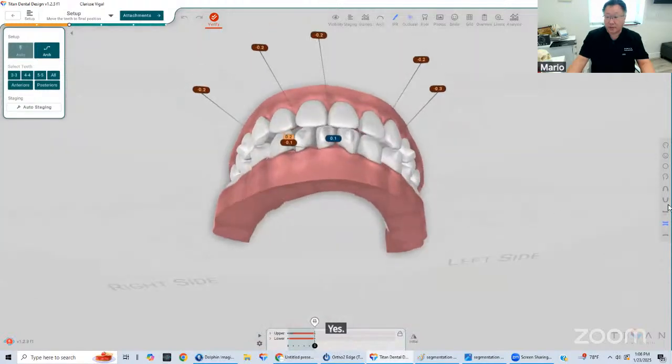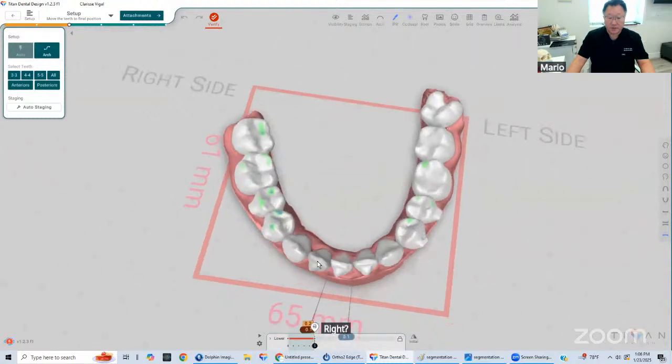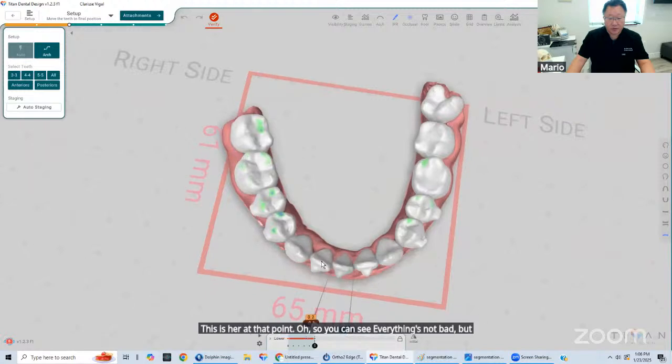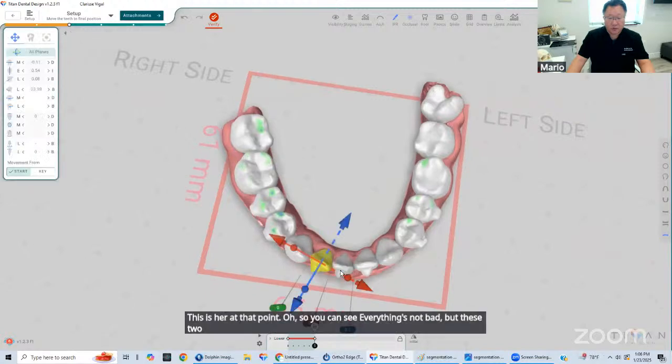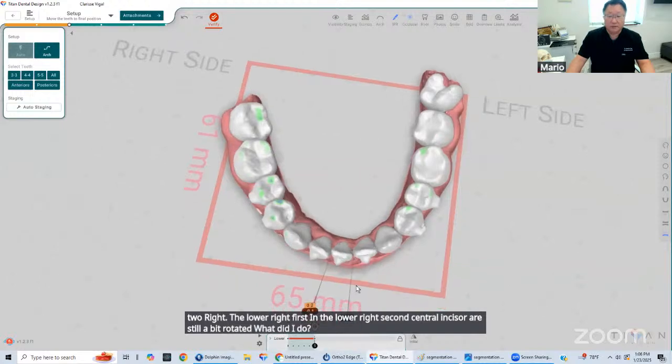So this is her at that point, right? This is her at that point. Oh, so you can see everything's not bad, but these two, right? The lower right first and the lower right second central incisor are still a bit rotated. What did I do? So I overcorrected it.